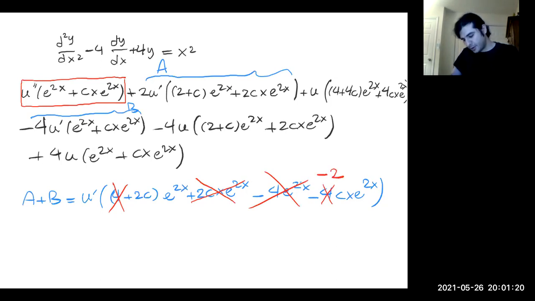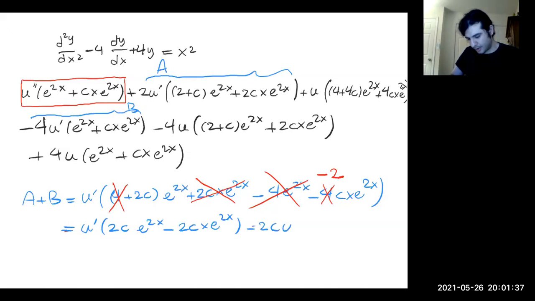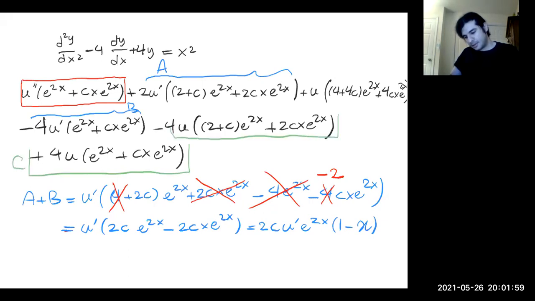So the result would be equal to u prime, maybe I would write it in blue, u prime 2c e to the 2x minus 2cx e to the 2x, which I can write as 2c u prime e to the 2x times 1 minus x. So that would be the combination of the parts which had u prime. Now let's look at the parts which have u. There is this part which has u. Let's call this one C. Let's call this one D.